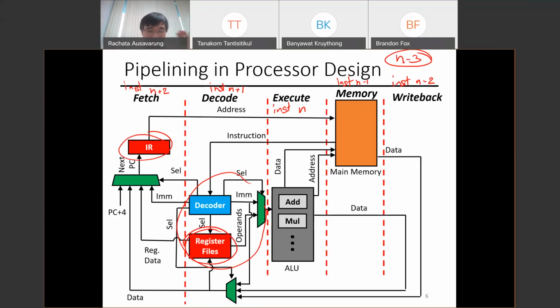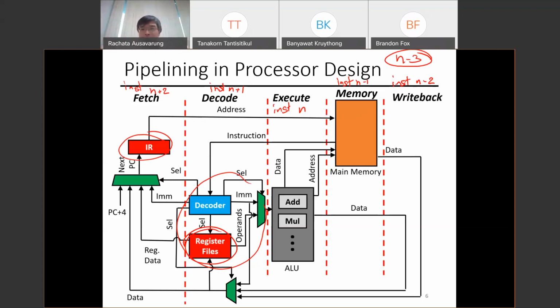N minus 3, because that's the last one I just finished. So the programmer would see whatever n minus 3 is doing. In the next cycle, they will see n minus 2. In the next cycle, they'll see n minus 1. Are you all with me so far?